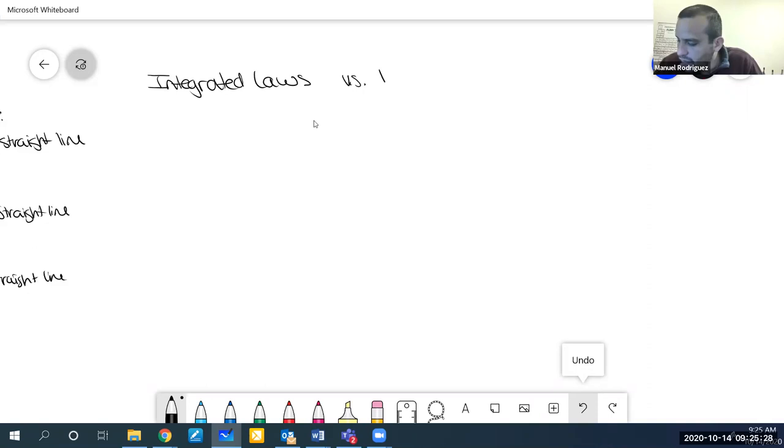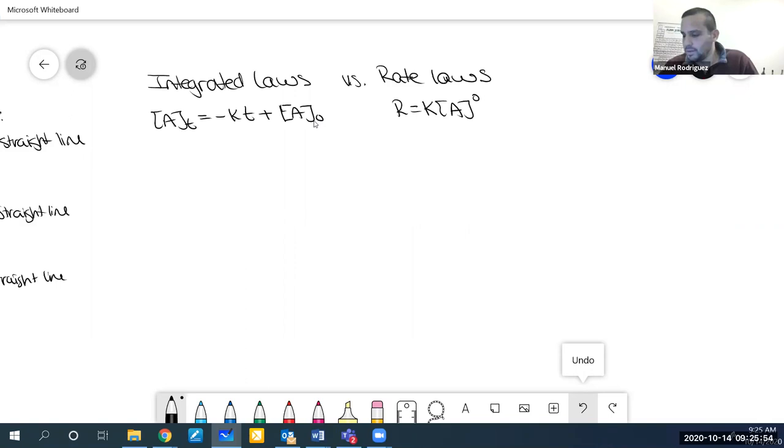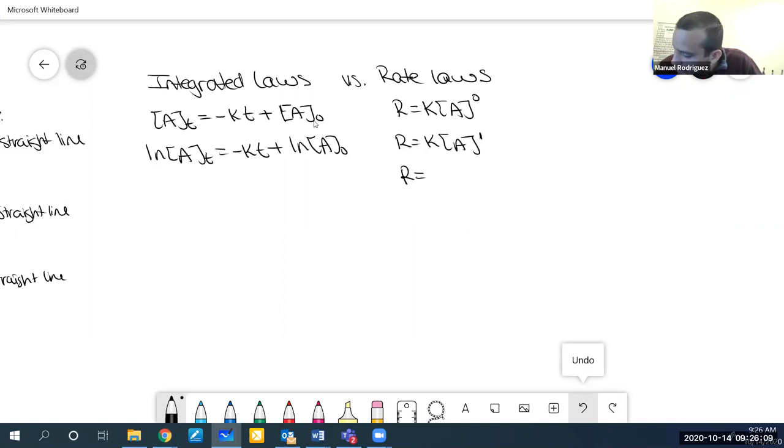Now, first compare them to rate laws. If the rate law is R equals k times A to the zero, the integrated law is going to be concentration equals negative kt plus the initial concentration. If R equals k times A to the first power, then we get natural log of A_t equals negative kt plus natural log of A zero. And R equals k.